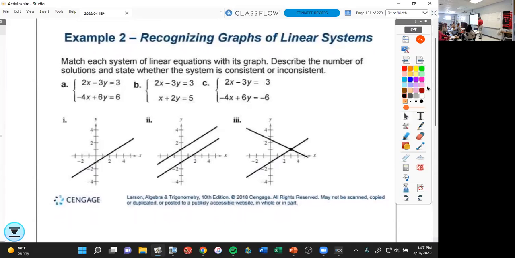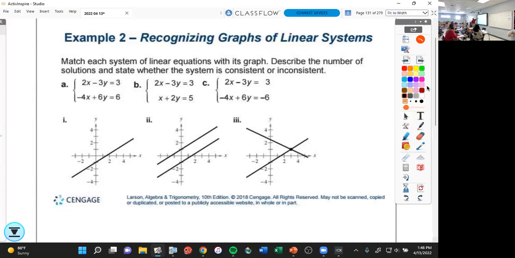Recognizing graphs of linear systems: match each system of linear equations with its graph. Describe the number of solutions and state whether the system is consistent or inconsistent. Okay. Look at the equations in letter A. Do you notice anything about the equations in letter A? They're multiples of each other, right? If I took this top equation and multiplied it by, oh, are they exactly the same? Wait, no, they aren't. Sorry.